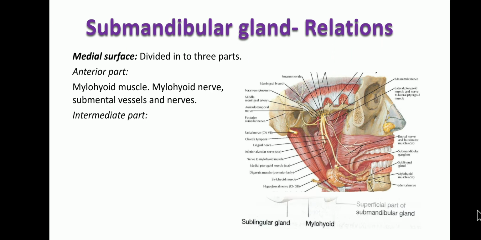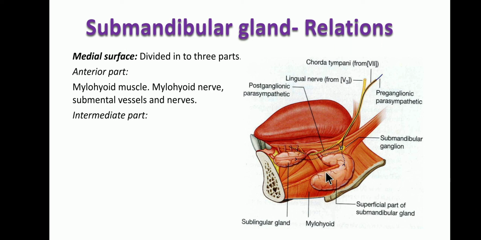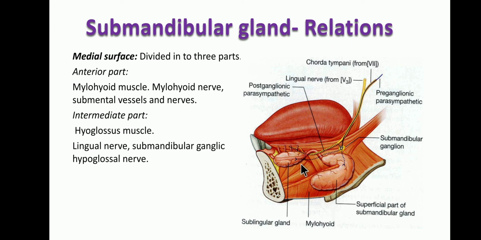Next, coming to the intermediate part. So here you are able to see the medial surface which is in close contact with the mylohyoid muscle. So between the gland and the muscle you will have the mylohyoid vessels and nerves. Now coming to the intermediate part, it is mainly related to this muscle which you are seeing here, the hyoglossus muscle. Then apart from the hyoglossus muscle, it will be related to the submandibular ganglion and the lingual nerve. Okay, so that is the lingual nerve you are able to see above the gland.